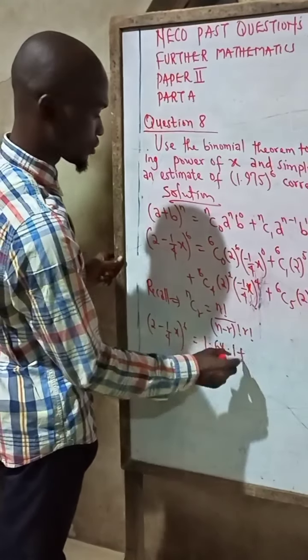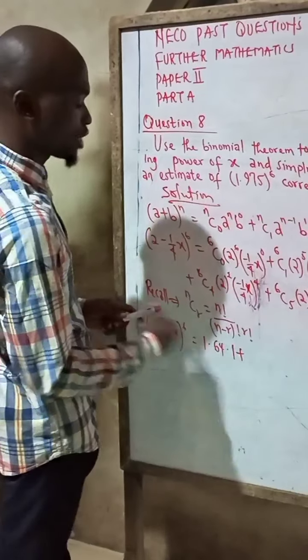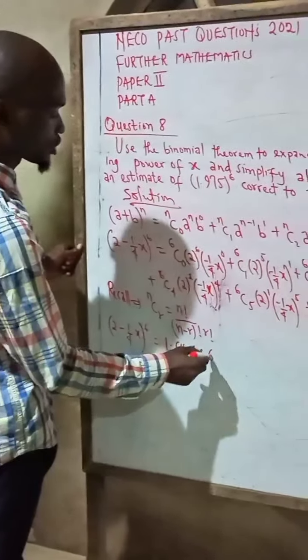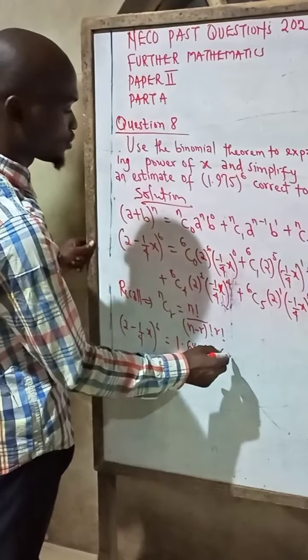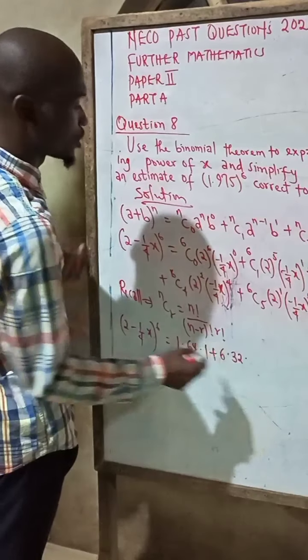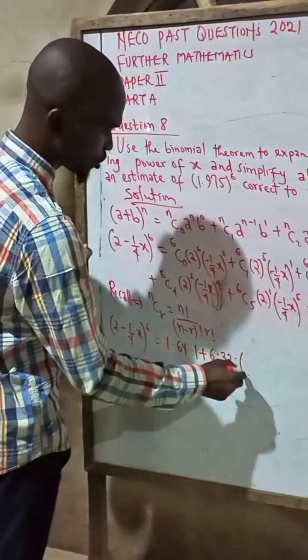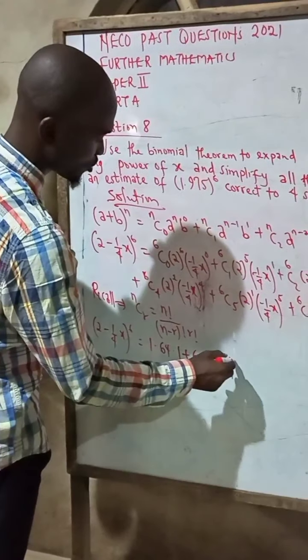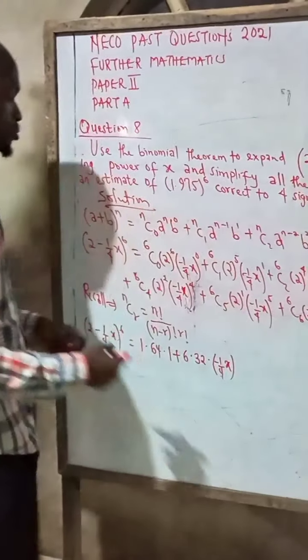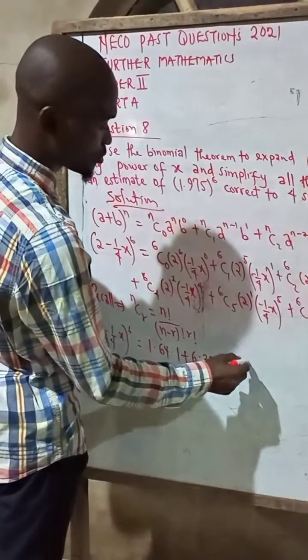Plus 6 combination 1, by applying this formula, will give us 6. Then 2 raised to power 5 will give us 32, times minus 1 over 4x, so we are still going to have our negative, raised to power 1. Now the next term will follow.